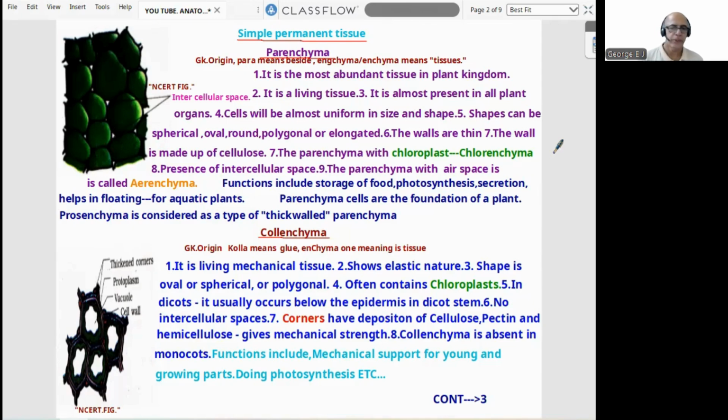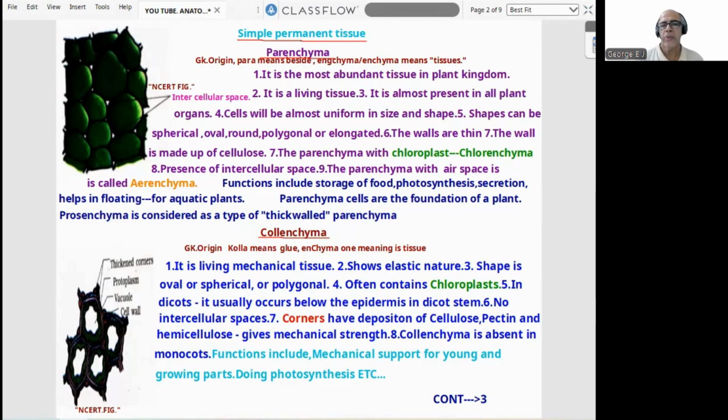Parenchyma with chloroplast is called chlorenchyma. We can also find the presence of intercellular space. See, in the diagram, we can find gaps here, white spots. They are intercellular spaces. Parenchyma with air space is called Aerenchyma. Functions include storage of food, photosynthesis, secretion, and helping in floating also for aquatic plants. So parenchyma with air space is called Aerenchyma. Parenchyma cells are the foundation of a plant. Prosenchyma is considered as a type of thick-walled parenchyma. That is regarding parenchyma, hoping it is clear.